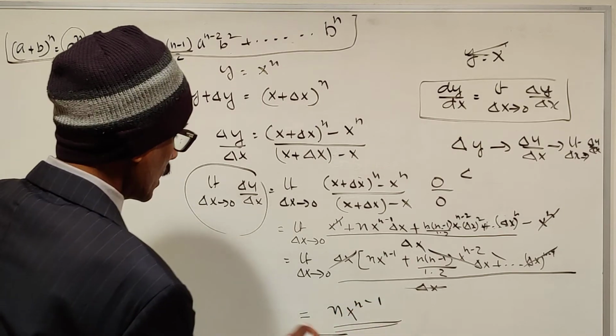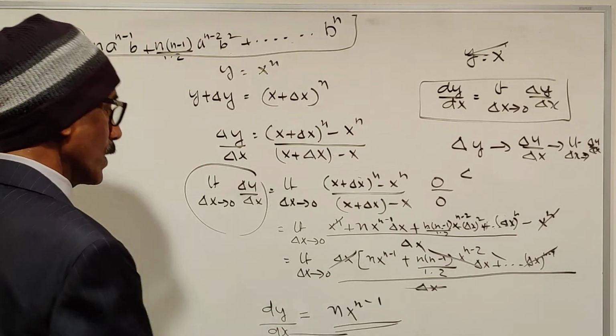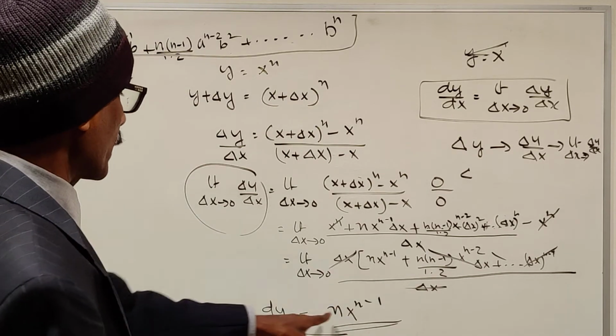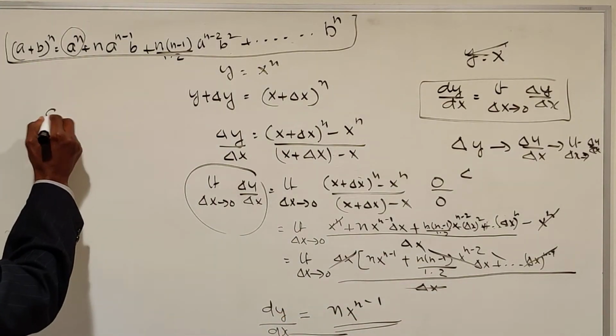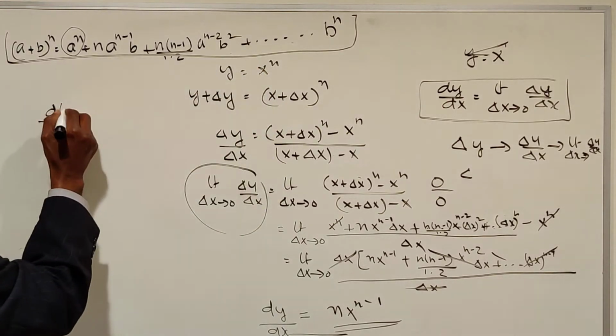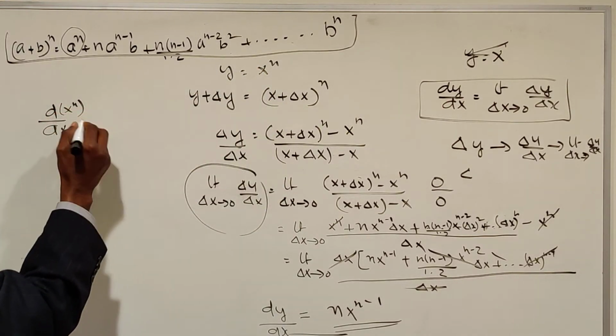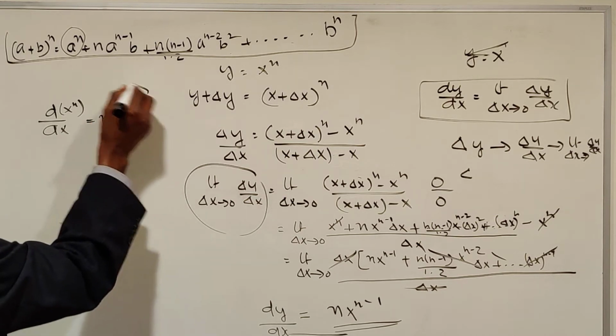That is the derivative, dy by dx of x raised to n. Dy by dx of x raised to n is n x raised to n minus 1. See, d by dx of x raised to n equals n x raised to n minus 1. That is the formula.